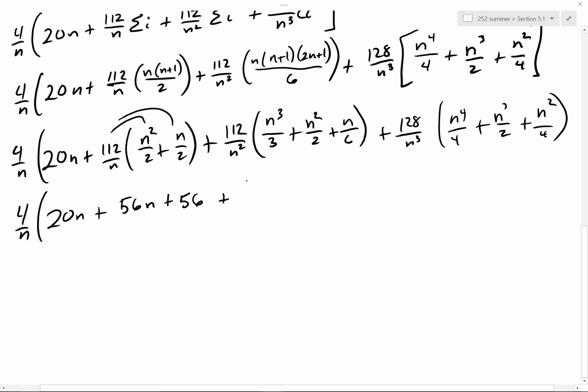And then this times this, I'm going to be left with 3 goes into 112. Doesn't go into 112, so it goes in 112 over 3, and there's going to be an n because there's one more n here. The second one is going to be plus 56, and the n squareds both cancel, so that's cool. And the next one, 6 does not go into that, I don't think, so it's that over n, because there's an extra n on the bottom. Here I'm going to get, does 4 go into 128?